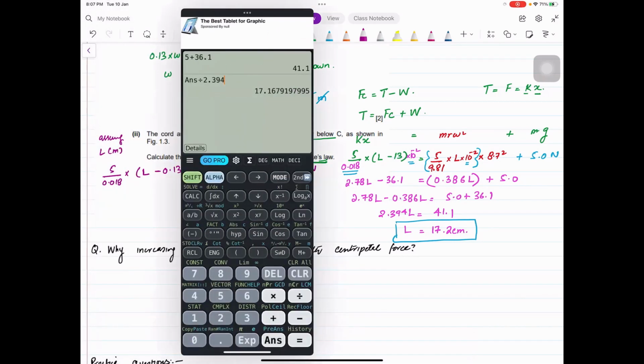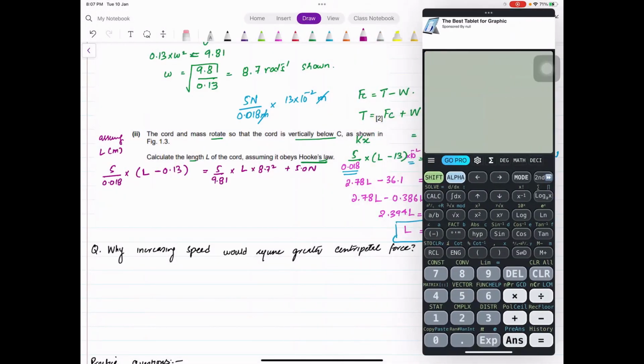Now, let's do it. Anusha and Gatika will help us. 5 divided by 0.018, and this is going to be 278 length minus 5 divided by 0.018 times 0.13. So this is going to be 36.11, right? On this side, it is going to be 5 divided by 9.81 times 8.7.